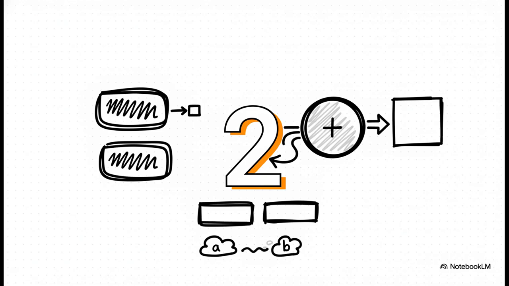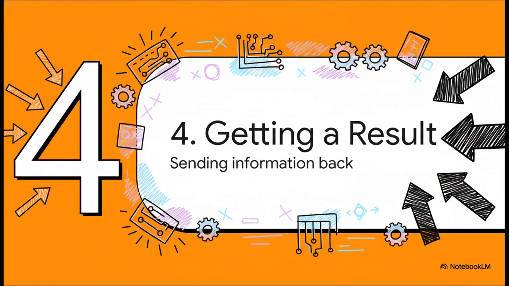So, for example, if we wanted to make a function that adds two numbers, well, it makes perfect sense that we'd need two parameters, maybe a and b, to hold those two numbers. So, we've pretty much figured out how to send information into a function. But what about getting information back out? What if we want our function to do some work for us and then hand us back the final result?